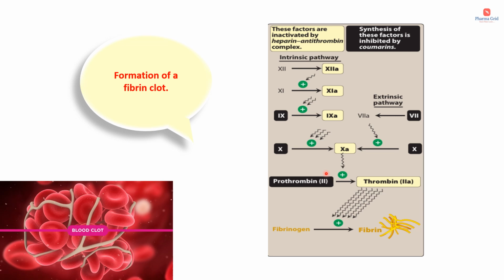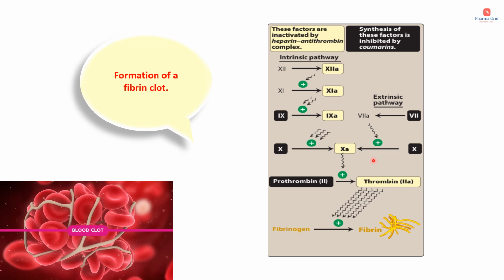Thrombin means factor 2A. Now coming to the common pathway. The common pathway may result after the activation of factor 10 at the end of either pathway. As a result of both the intrinsic pathway and the extrinsic pathway, the final product formed is factor 10A. The end of either pathway is the activation of factor 10.